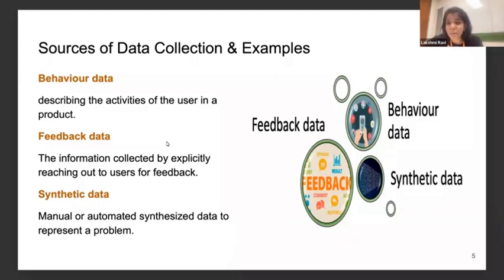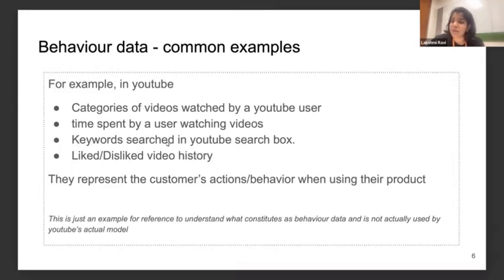To know about the problems, let's first classify the data into three categories. The first is behavior data, and the second is feedback and synthetic data. Jumping into what they actually mean. Behavior data is about how a particular user behaved when using a product or a service. For example, I am a YouTube user, and how I behave when using YouTube can be represented by some features or elements from certain data.